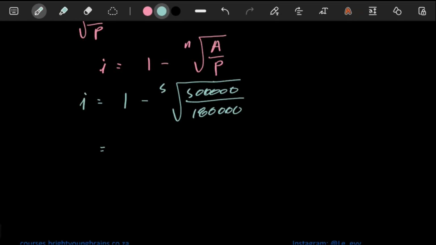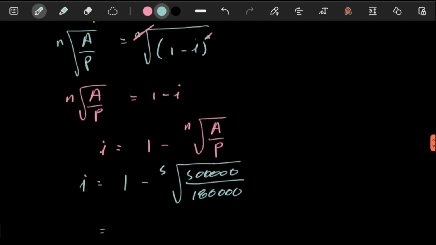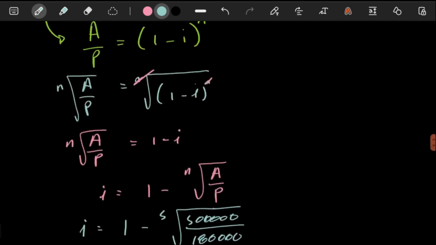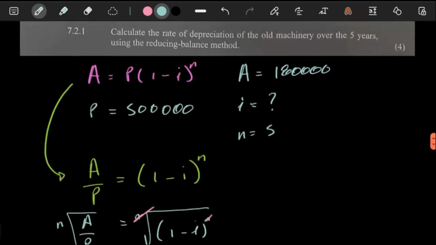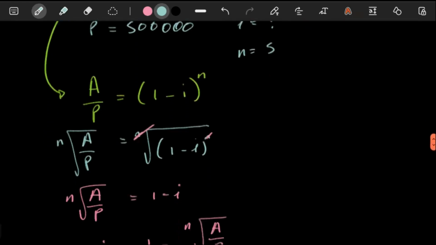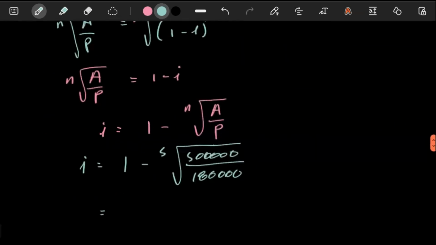180,000. So this is like, oh no, we're getting a negative value. Come on, this is not fun at all, because it's giving us a negative value. No, this is wrong. These are supposed to be swapped. Whew, thank goodness.